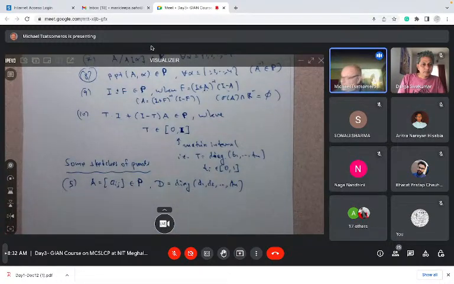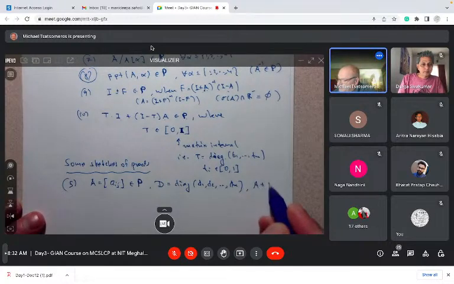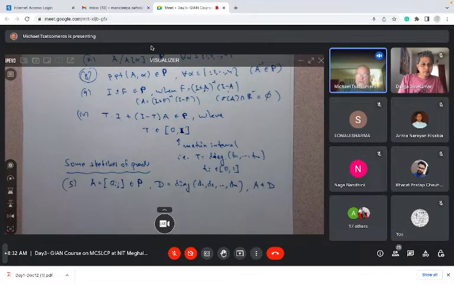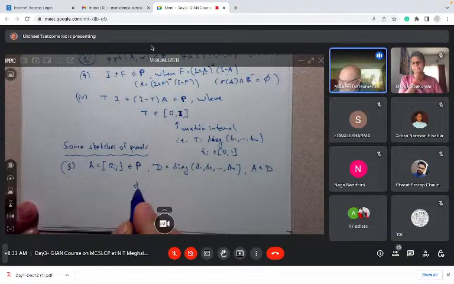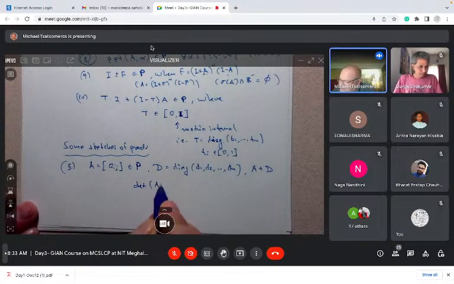Okay? And I'm going to consider A plus D. And I want to show that A plus D is a P matrix. All right, so let me prove first of all that the determinant of A plus D is positive, because that's a particular requirement, right? So let me consider the determinant of A plus D.